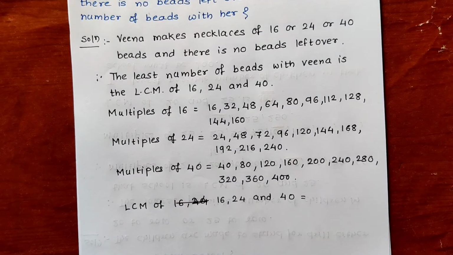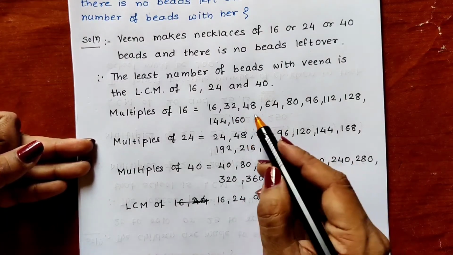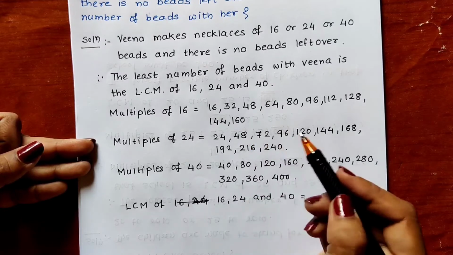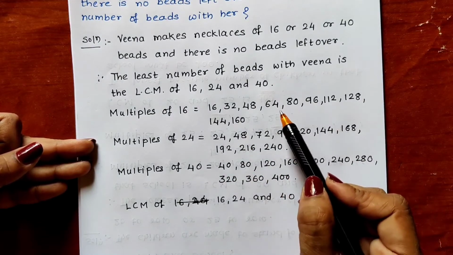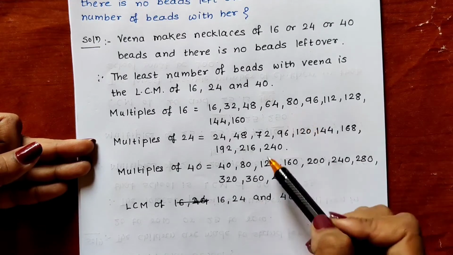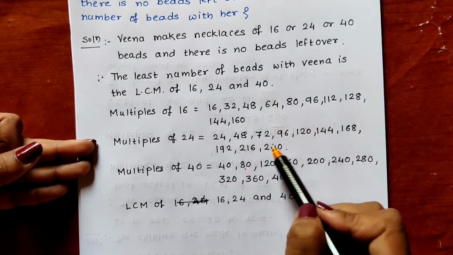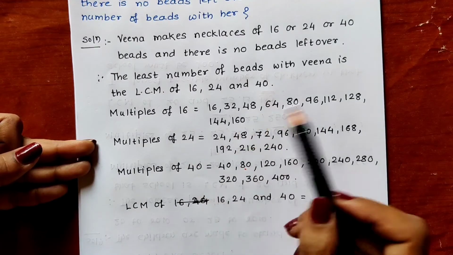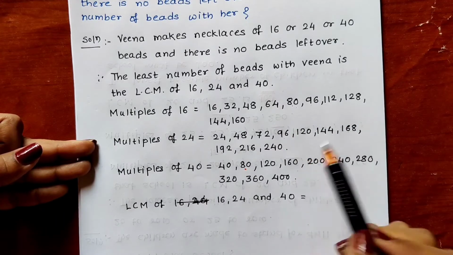Let us check. 16, 32, 48. 48 is there, 48 is here in 24, but 48 is not in 40. Okay, 64, 80. 80 is here in 40, 80 is here in 16, but not in 24. After that 96 is here, but 96 is not there.